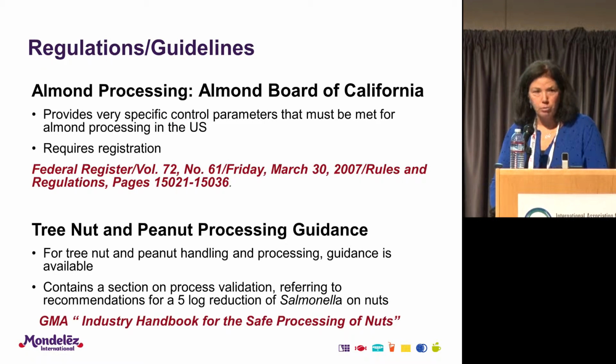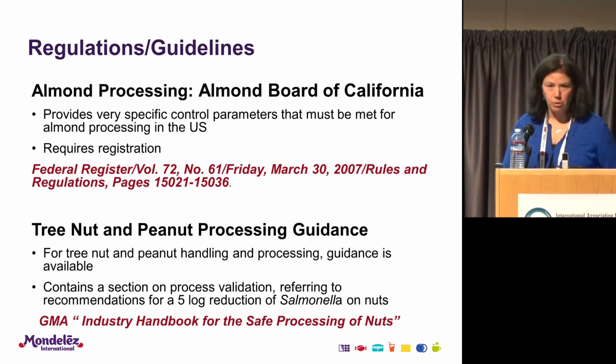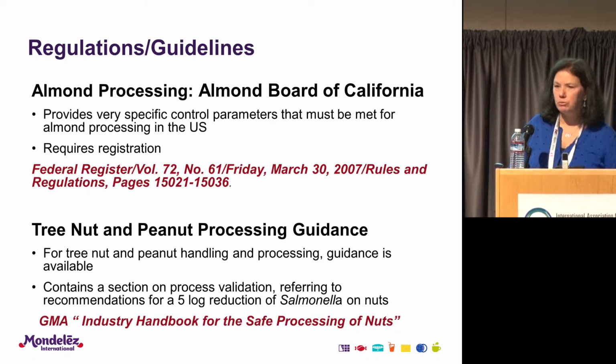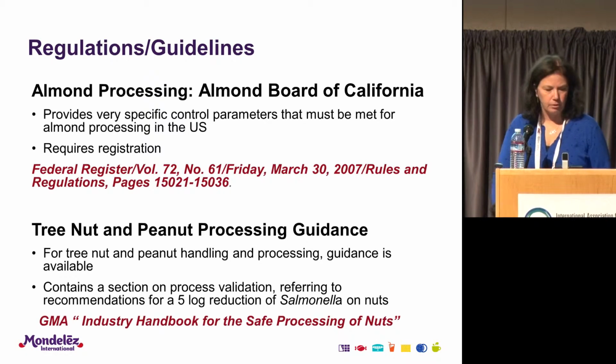And this is for oil processing, steaming, blanching, for the use of gases like propylene oxide. They also require registration with annual renewal for all U.S. facilities producing almonds. And they also require registration with annual renewal for process authorities that review those registrations at the facilities. This is the law. This is part of the Federal Register. It was done in 2007.